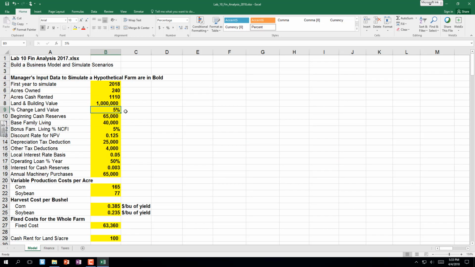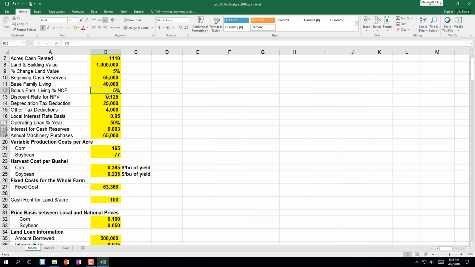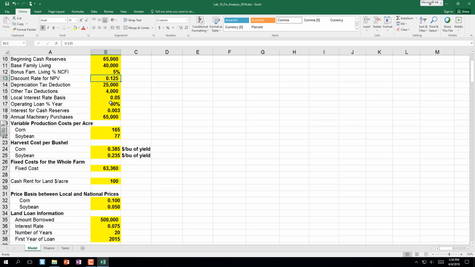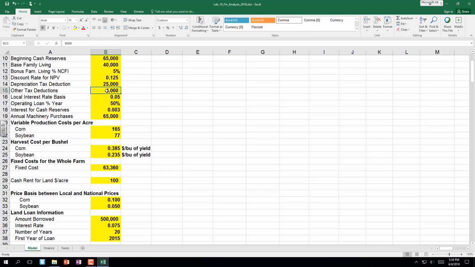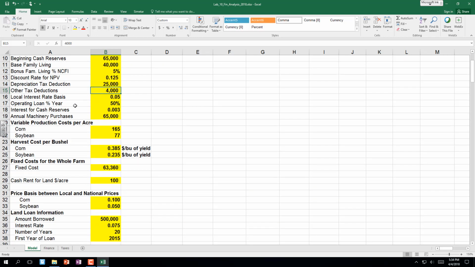Okay, so land value is going to go up 5% a year. We have some beginning cash reserves. We have some base family living that's going to come out. Then if there's any positive net cash income, we're going to take 5% of that for family living. Discount rate for calculated net present value is 12.5%, which is fairly high. We've got depreciation deduction, other income tax deductions, and we have some interest on cash reserves.